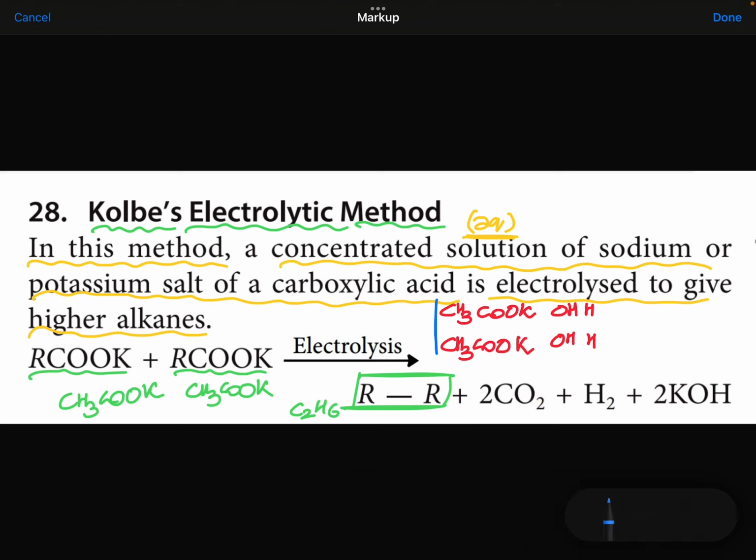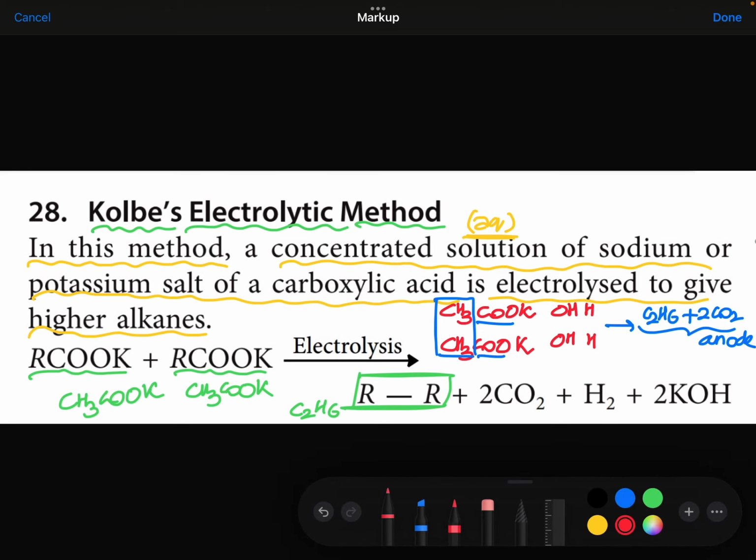Now see. CH3CH3, that is ethane is formed, C2H6. And 2CO2, 2 moles of carbon dioxide is formed. These two are formed at the anode. Anode products.